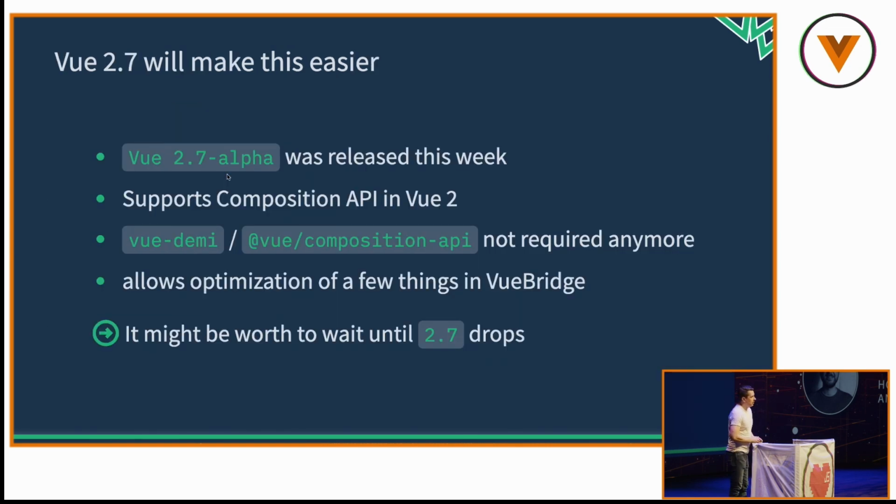Also, as mentioned by Evan yesterday, Vue 2.7 is not too far away, and this release will also make work on Vue-Bridge easier because we don't have to rely on Vue.demi and the Vue Composition API plugin under the hood just to get a universal defineComponent method anymore. We can use the official Vue package for both Vue 2 and Vue 3, so it's probably also worth waiting until Vue 2.7 drops before officially working with Vue-Bridge.